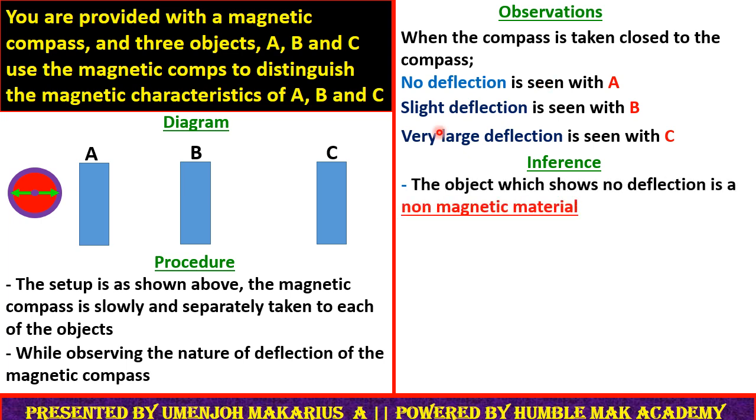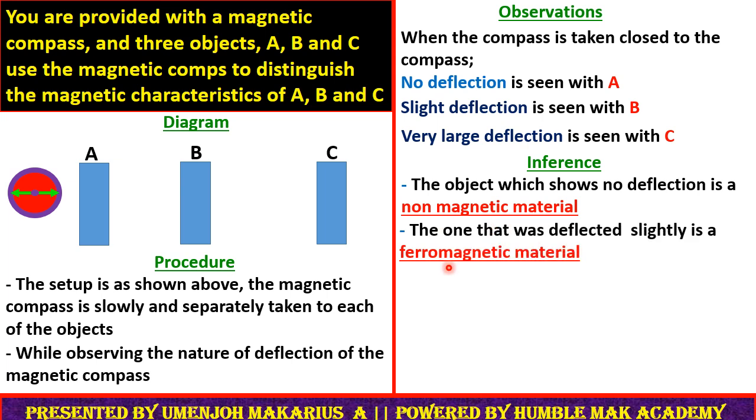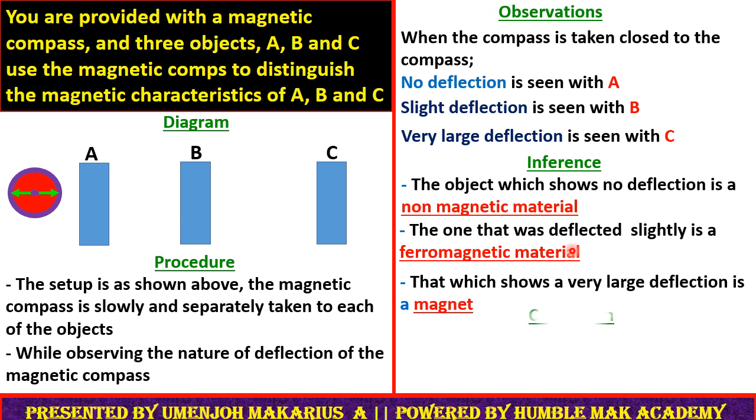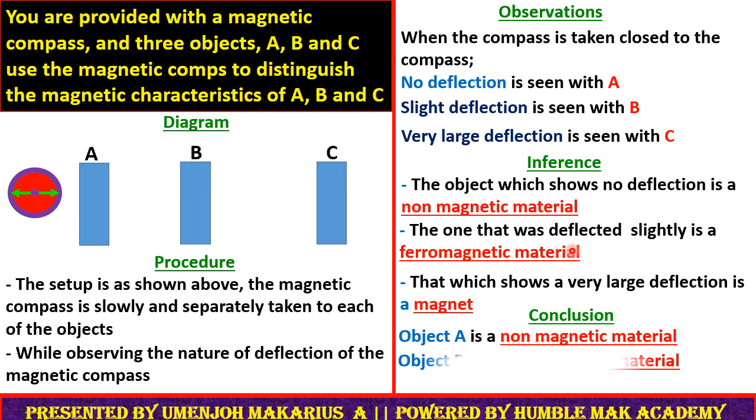Under my inference, I will say that the object which shows no deflection is a non-magnetic material, such as wood, plastic, or maybe cotton. The one that was deflected very slightly is a ferromagnetic material. Then that which shows a very large deflection is a magnet. So that's it for my inference. My conclusion in this case is that object A is a non-magnetic material, object B is a ferromagnetic material, while object C is a magnet.